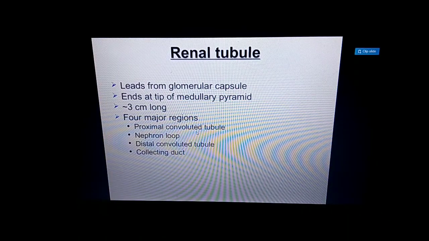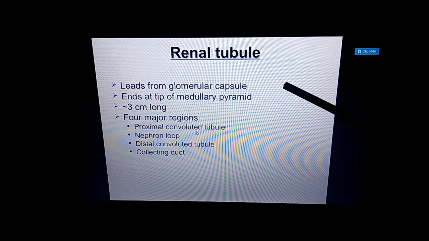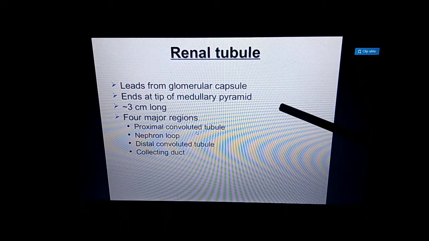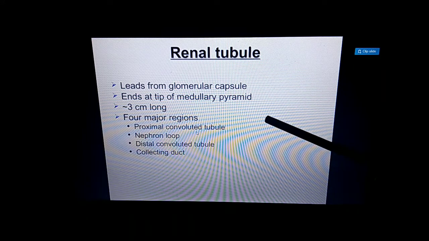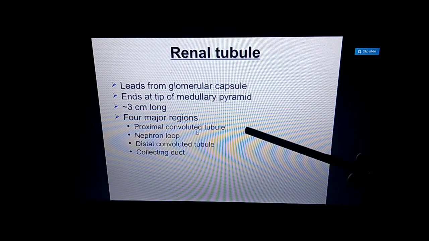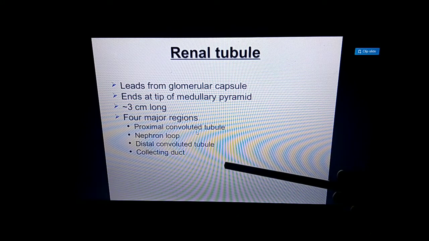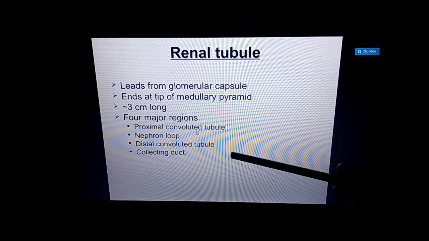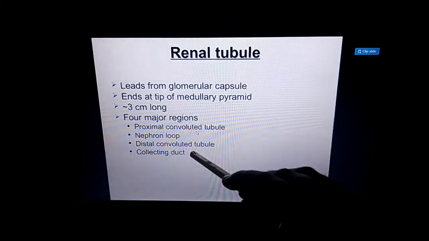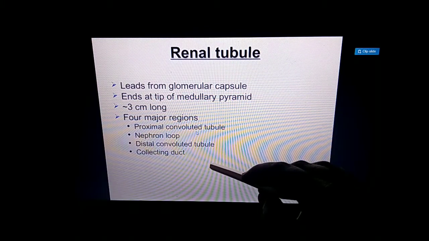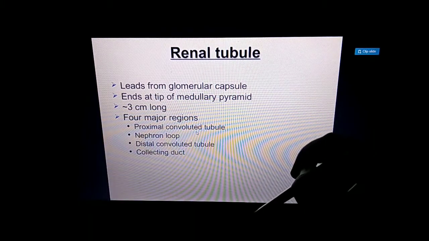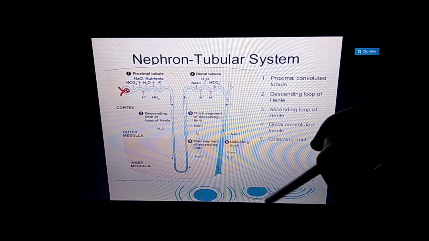The structure of the nephron consists of the glomerular capsule and the medullary pyramid, which is 3 cm long, with 4 major regions: the proximal convoluted tubule, the nephron loop, also known as the loop of Henle, the distal convoluted tubule, and the collecting duct. At the collecting duct, the urine is stored, and it further moves to the urinary bladder. This is the structure.